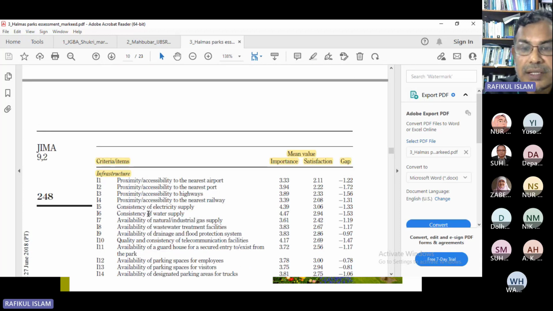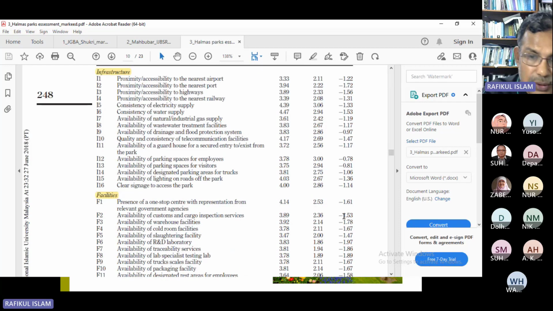Under facility, these are the items, and this is the importance level, and this is the satisfaction level, which is very, very low. So the gap is negative. Here in this case, the gap was determined by simple subtraction, importance from satisfaction. Either way you can do it. If you do importance minus satisfaction, this will be positive. If you do satisfaction minus importance, this will be negative.